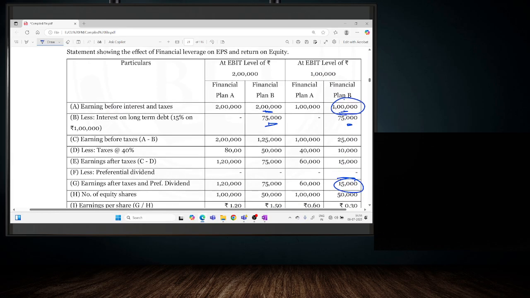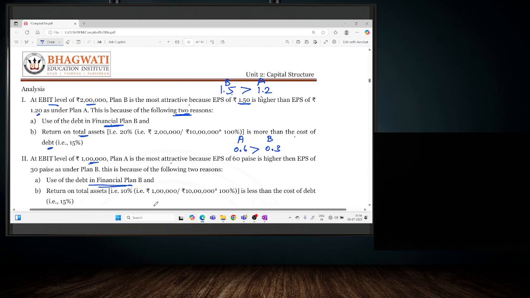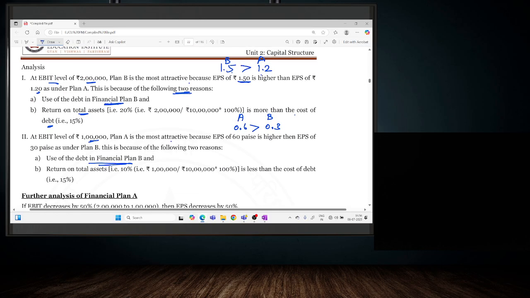So in such a scenario, when EBIT is only 1 lakh rupees, it is better to avoid debt in the capital structure so that you can escape from paying interest of 75,000. Clear? Any doubt? So did you all understand this analysis part? When return on asset is greater than cost of debt, the company should have debt in the capital structure. When return on asset is less than cost of debt, better to avoid debt in the capital structure, right?